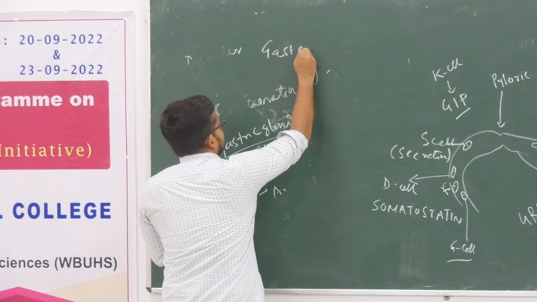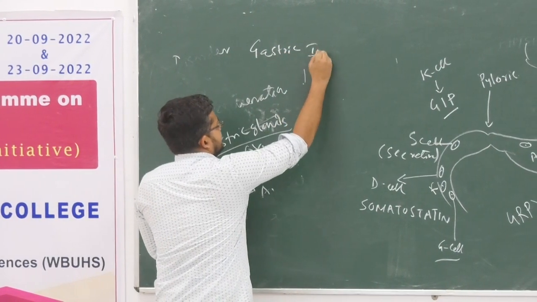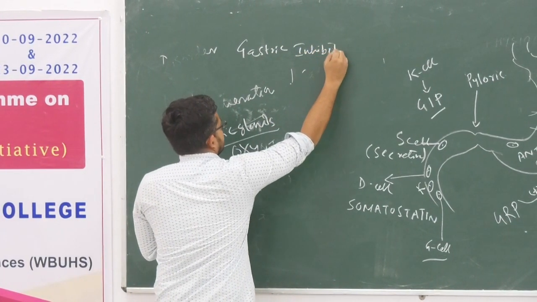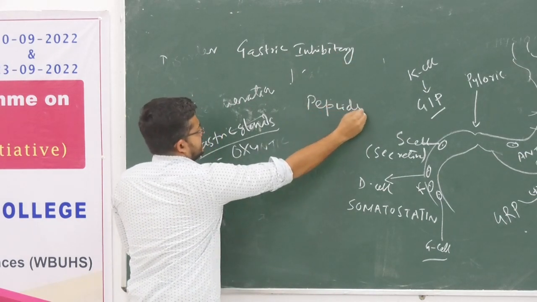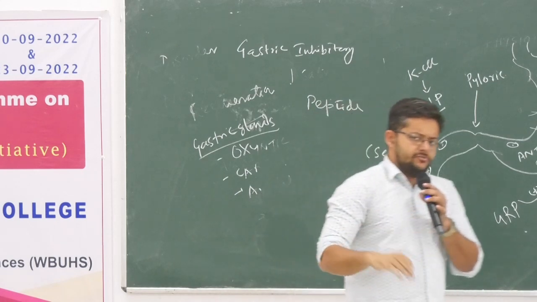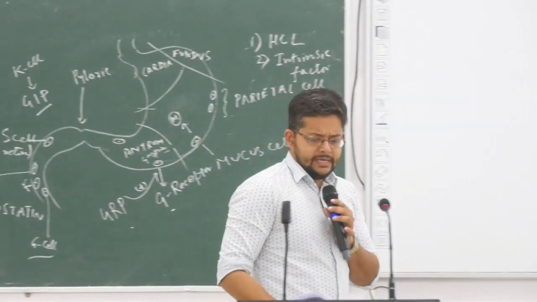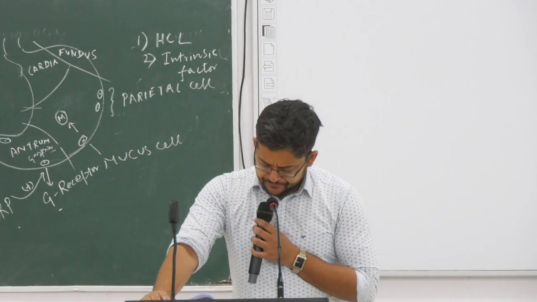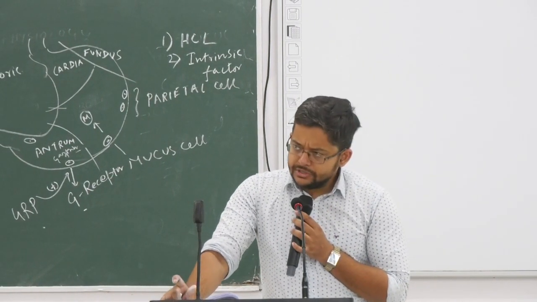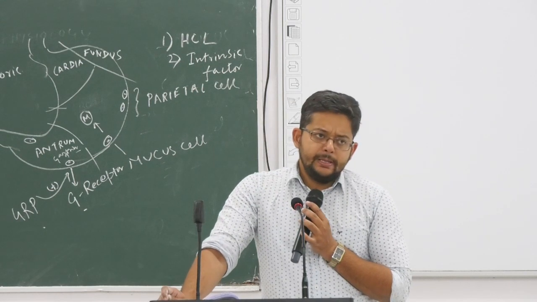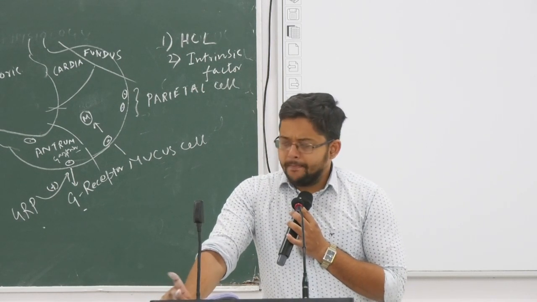Gastric inhibitory peptide has many functions. In the future, in endocrine, you will be learning these things. So these are basically the whole structure and functional anatomy of the stomach.